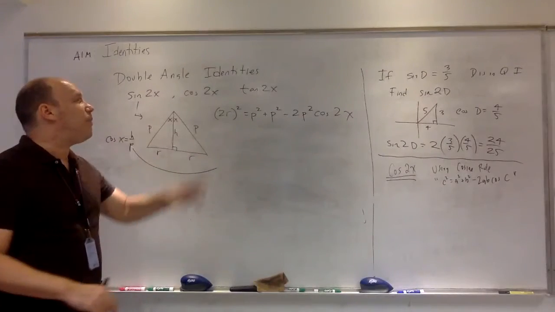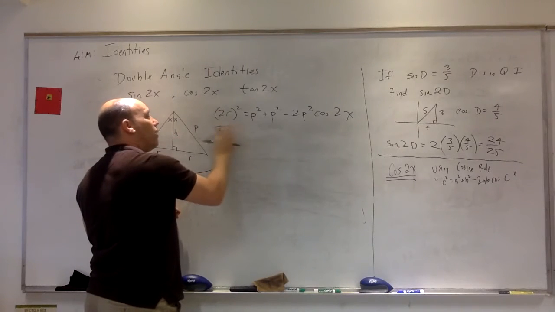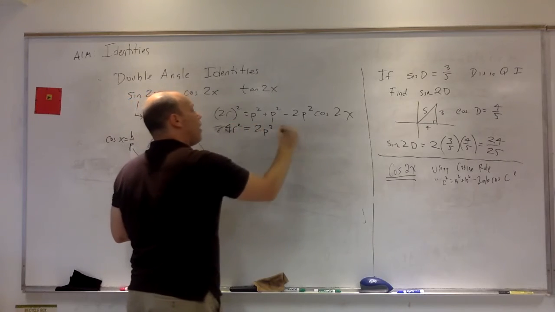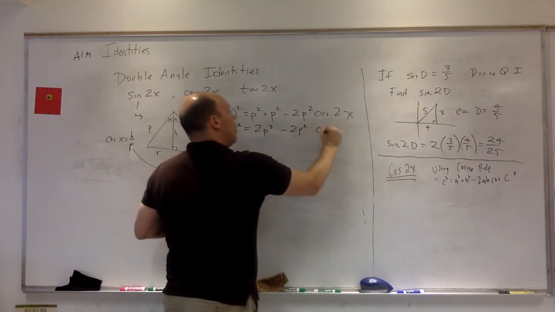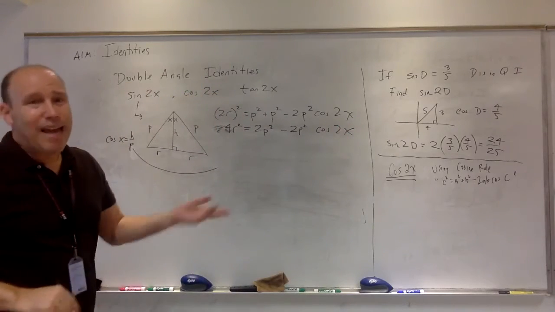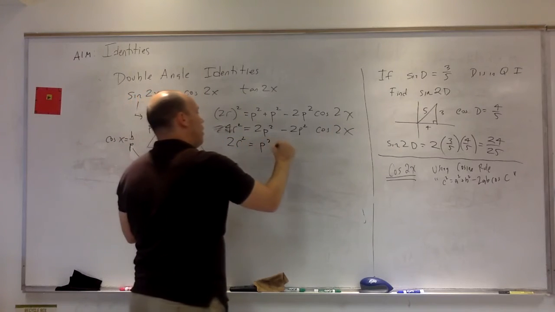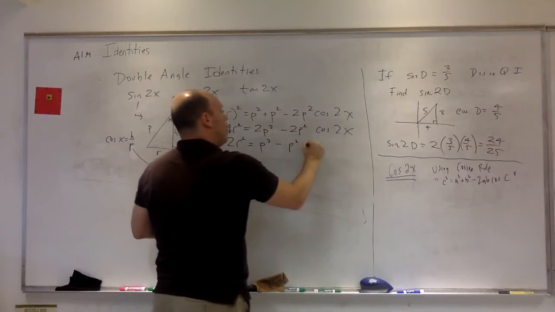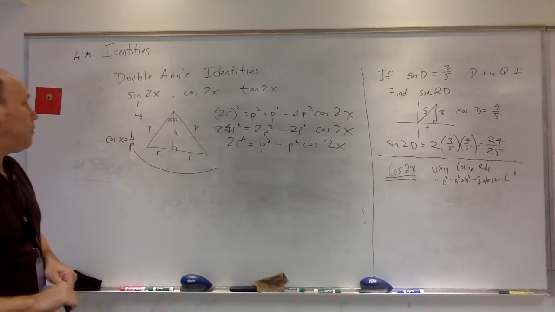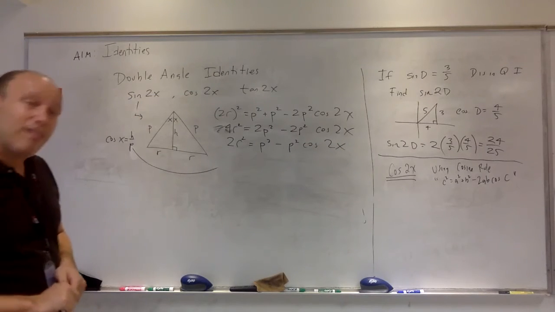What do you think? Well, I think I want to divide everything by p squared. So, what happens? Well, this is 1 minus cosine of 2x. What's going on here? Well, r over p is actually sine of x, right? The sine of x is equal to r over p. So this actually is 2 sine squared x.